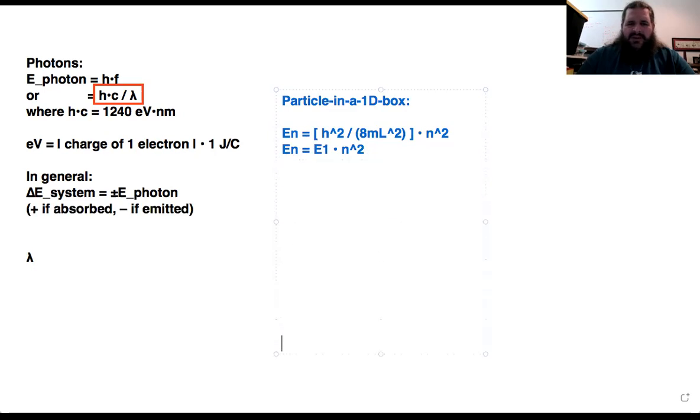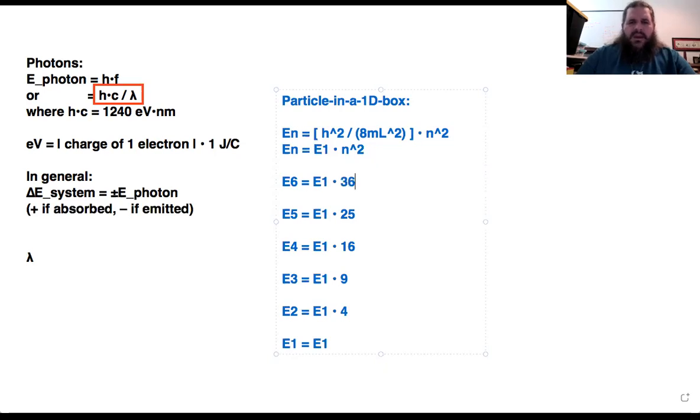We could have, for instance, E1 is just itself. E2 is E1 times 2 squared. E3 is E1 times 3 squared. E4 is E1 times 4 squared. E5 is E1 times 5 squared, and so on.